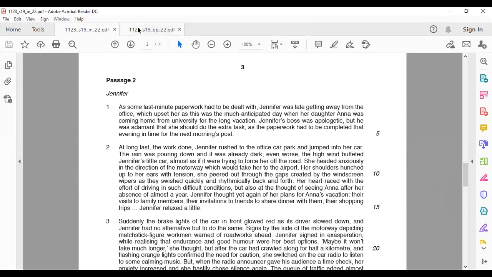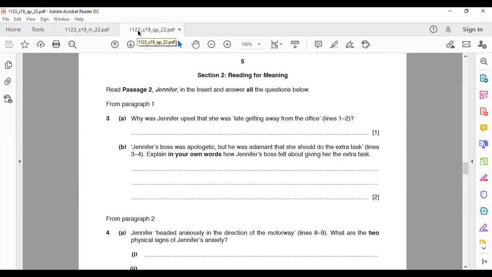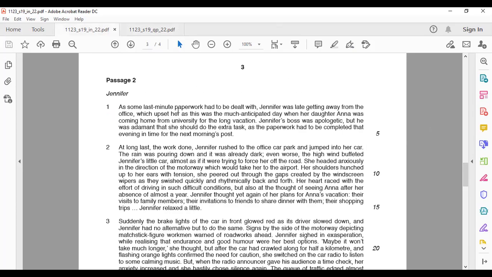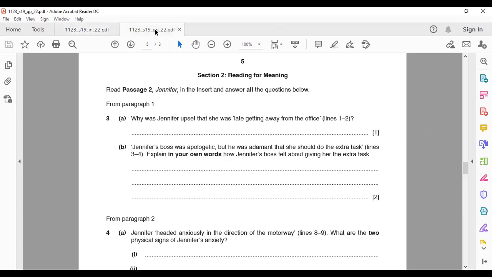Okay, now looking at the second part here, this is the question paper, section 2, reading for meaning. Look at the instructions carefully. Yeah, so read the passage in the insert, and also answer all the questions below, right? Do not skip any of the questions, because this might result in you losing marks. So every time you come across a question, it will be stated which paragraph it is focusing on. So when you look at a question from paragraph 1, you only look at paragraph 1 and you look for the answers from paragraph 1 alone.